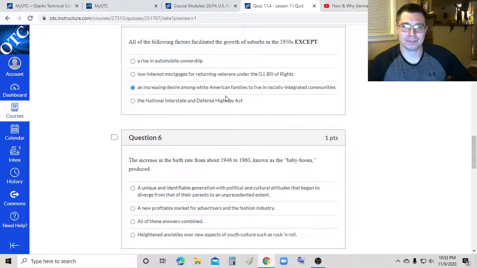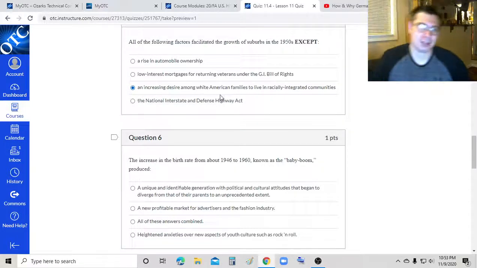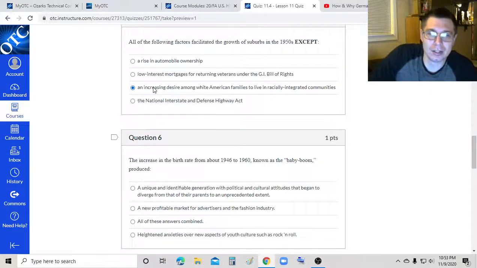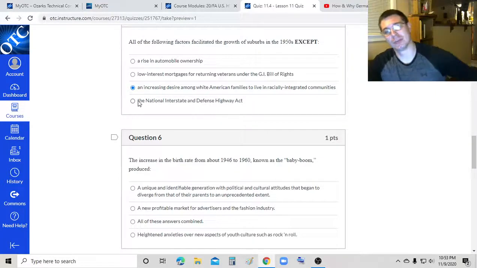because suburbs were not racially integrated. They were actually almost always racially segregated. And was there the Highway Act? Yes, that made it easier to get to the suburbs.